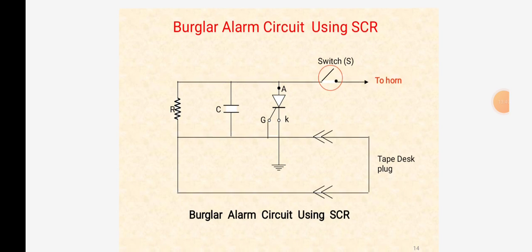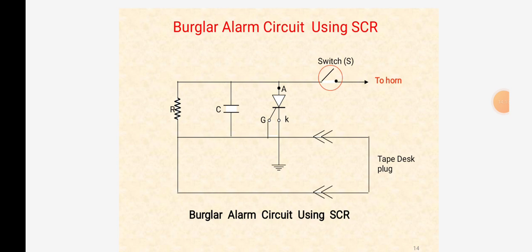This is the circuit diagram for burglar alarm circuit using SCR. So in this it has one resistor, one capacitor, one thyristor, and a switch. The switch will be connected to the horn. And the burglar alarm is an electronic device which is fixed at some concealed point that rings a loud bell if somebody tries to theft the equipment. This is also called theft alarm.